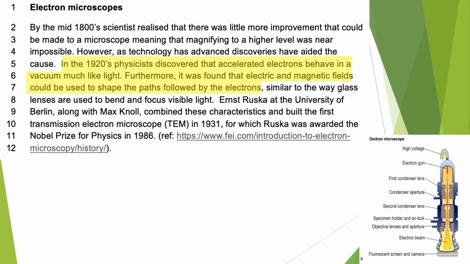So this section right here is essentially how electron microscopes work. To put it in simple terms, basically what we do is we shoot a bunch of electrons at an object or a specimen, and those electrons will either pass through them or bounce off them, depending on what type of electron microscope you're using.